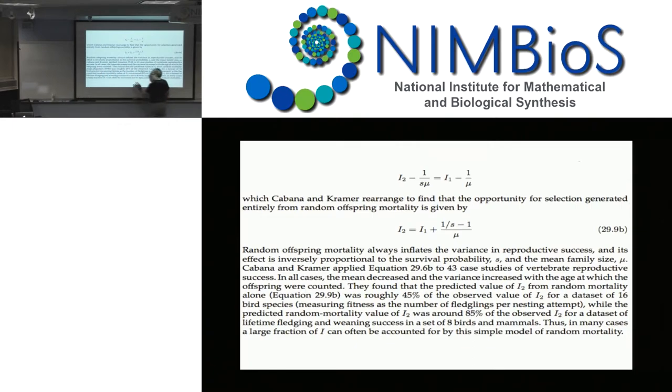So what does that mean? A couple of workers took a data set for bird species where they measured fitness as number of fledglings, and what they noticed was that about 45% of the variance could simply be accounted for by this random mortality term. Remember, fitness is an expected survivorship, if you think of it that way, just worry about viability selection. So this is an expected value, it's a Bernoulli value, you either survive or don't, and there's randomness about that. That randomness will give you variation and inflate it. So if you observe a certain variance over a period of time, and you know survivorship and mean family number, you can ask what fraction of that variance is random. And in a lot of cases, a lot of that variance you see has a random component.